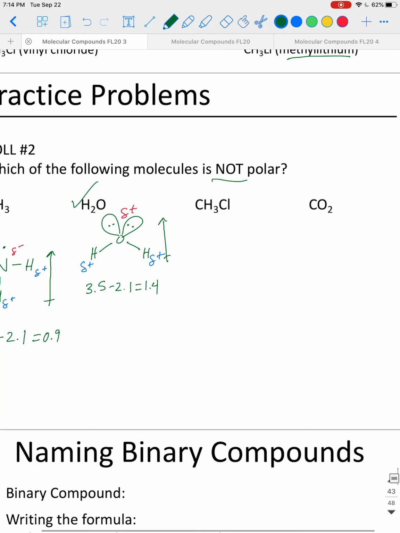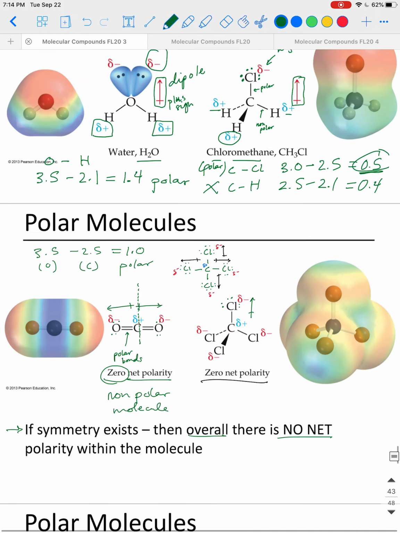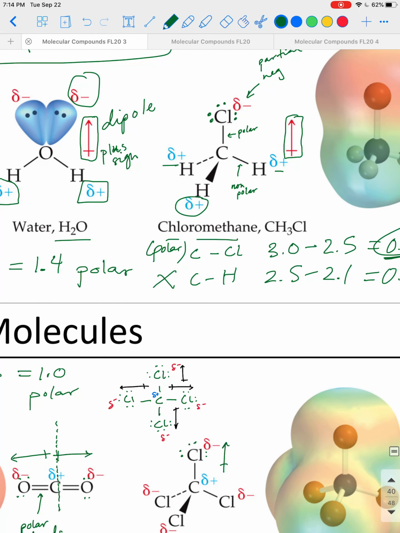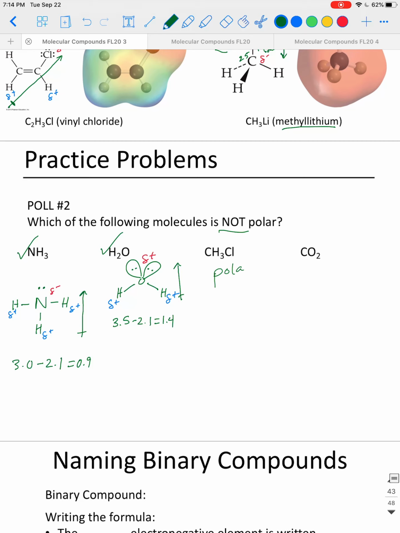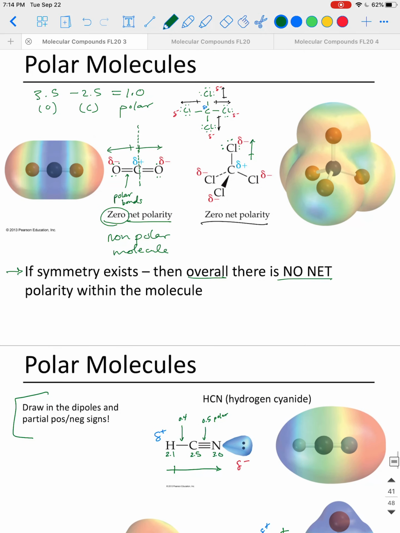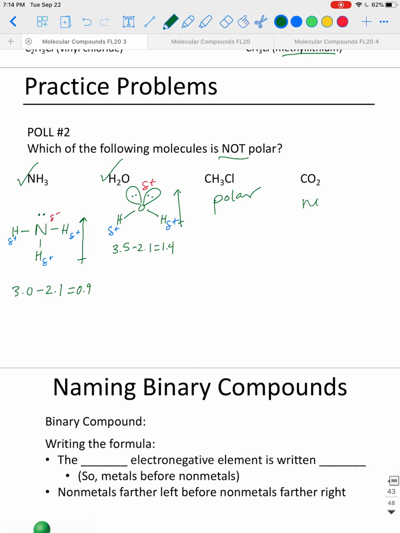Ammonia, NH3, and water. What about CH3Cl? I think, did we have an example? Yes, up here, we looked at CH3Cl. Boom, it has a dipole. We talked about it, so it's definitely polar. So, yep, polar. What about CO2? Well, this was actually an example right here. Here is CO2, and we said there's symmetry there. We walked through this, so therefore there's zero net polarity, so this is nonpolar.